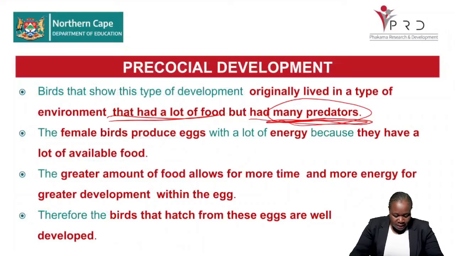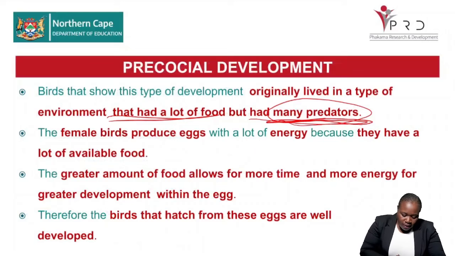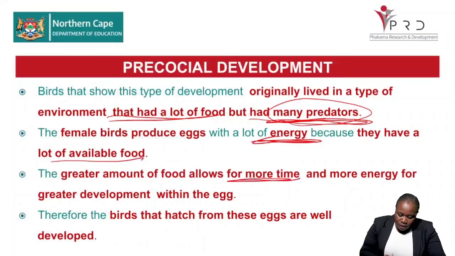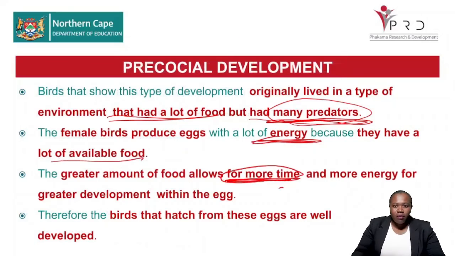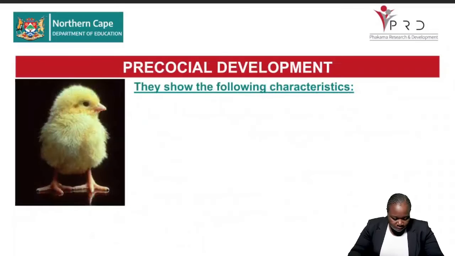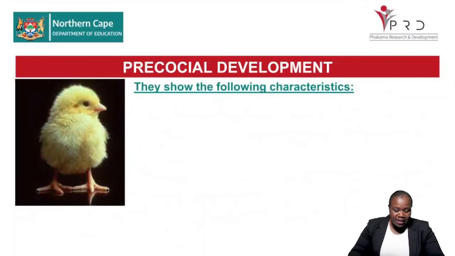avoid these predators, right? So the eggs would have a lot of energy, and because they have a lot of energy and a lot of food, it means that there's going to be more time for development. The more time there is for development, the greater the development in the egg, and the young would be born prepared, which is precocial. Let's just have a look at those physical characteristics of a precocial bird.